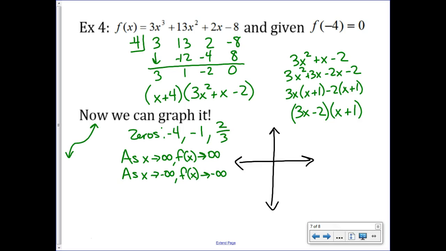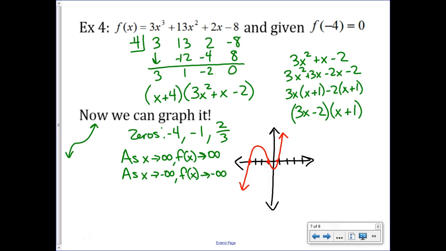But I do know where my zeros are. So I have a 0 at negative 4. I have a 0 at negative 1. And I have a 0 at positive 2/3. And I know that I am starting below the graph, going up, back down, and back up. So it would look like that.